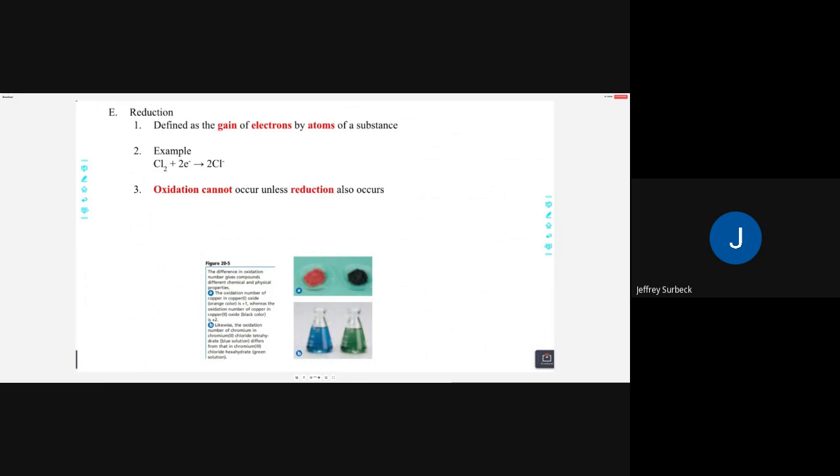Now, a simple acronym that we've come up with over the years is this. We call this acronym OIL RIG. So OIL: Oxidation Is Loss of electrons. And then you have RIG: Reduction Is Gain of electrons.